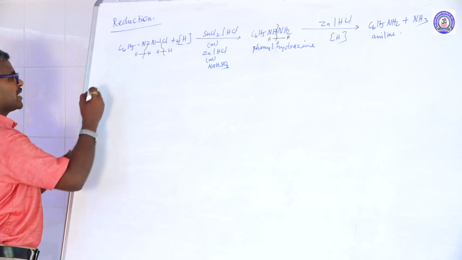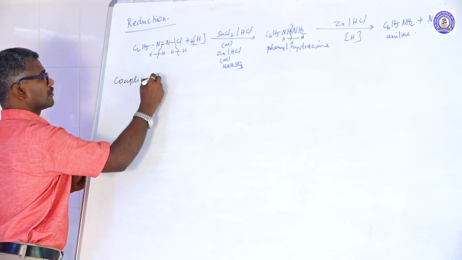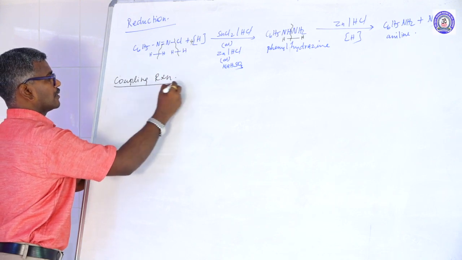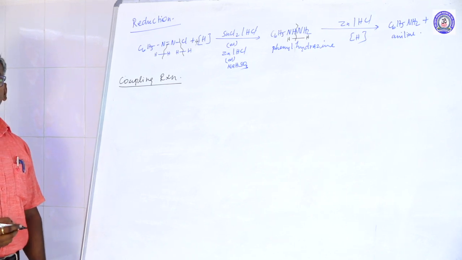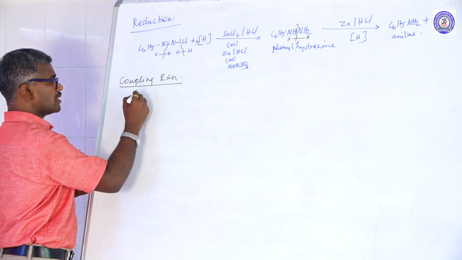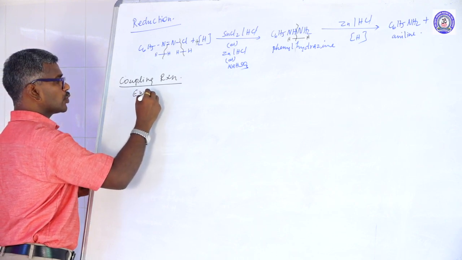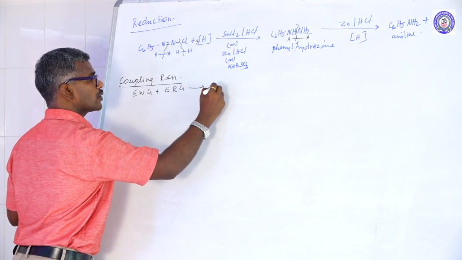Next reaction, coupling reaction. What is the condition for coupling reaction? The reaction involves retaining the diazonium group. Here there are two compounds: one involving an electron withdrawing group, and another one is an electron releasing group. These undergo coupling.